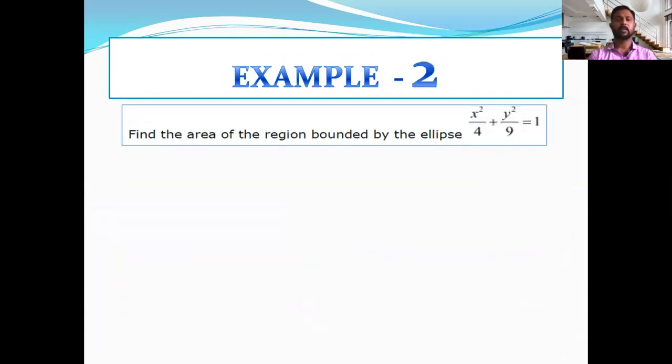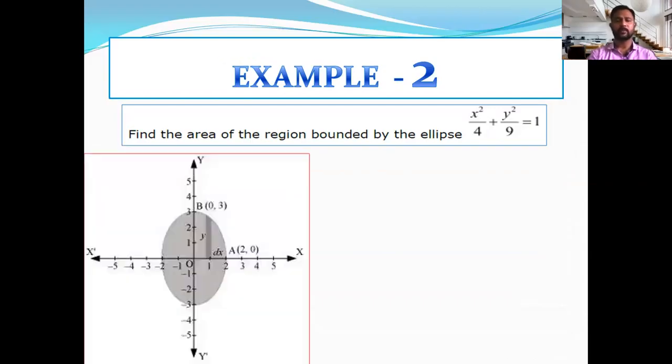Next example, let us see. Find the area of the region bounded by the ellipse x square by 4 plus y square by 9 equal to 1. Let us draw the figure. Which type of ellipse? You can see x square by 4 plus y square by 9. Therefore, the major axis is along the y axis. So the figure is like this. Here is the figure for that. Ellipse, extremities: minor 0 to 2, major 0 to 3.